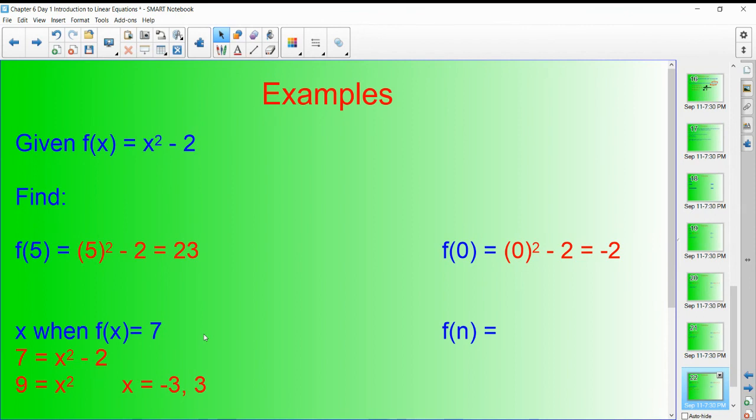Each input can do one thing. Multiple different inputs could give us the same output. That's okay. And then this last case says put n in for the input. So all it's telling us to do is instead of x, we put n in. It says x becomes n. Now I can't do anything with it. N's not a number, so I can't get out a final answer. So I leave it like that.